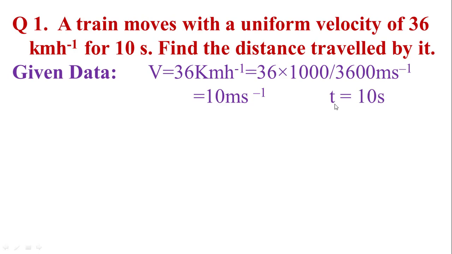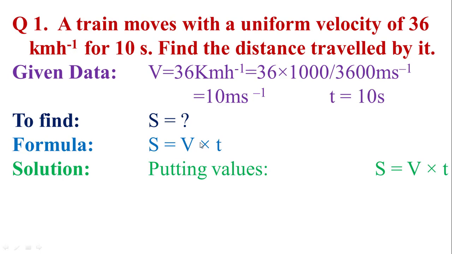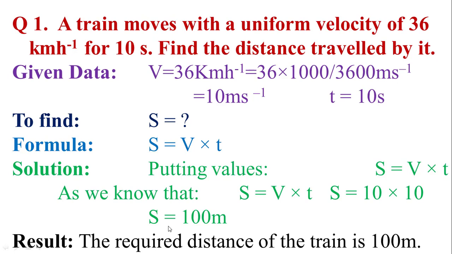Given time t is equal to 10 seconds. So we find the distance s. Formula: s is equal to Vt. Solution, putting the values, s is equal to Vt, then s is equal to 10 multiplied by 10, then distance s is equal to 100 meters. Result, the required distance of the train is 100 meters.